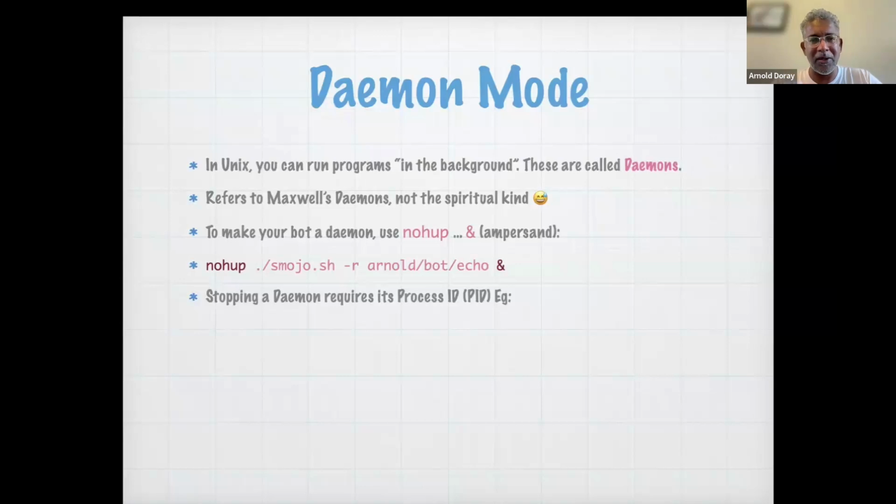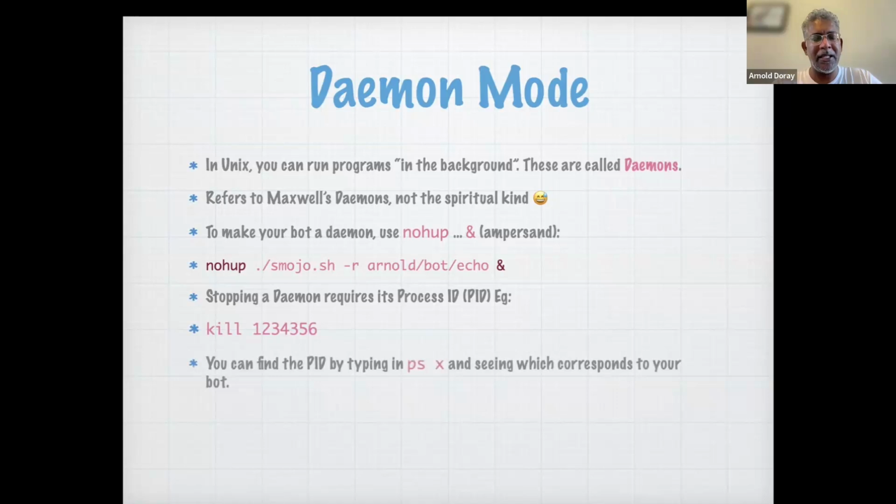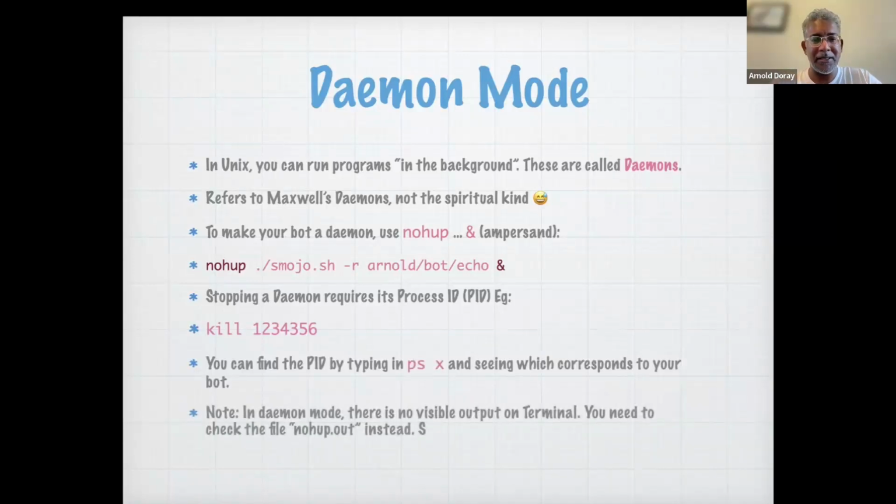I'll show you all of this stuff shortly. For example, let's say I know the process ID is 1234556, then I just type in kill space 1234556, enter, and then it will kill that bot. You can find out the PID of your bot by typing in ps space x. You can see which one corresponds to your bot. I'll demonstrate this shortly so you can see this in action.